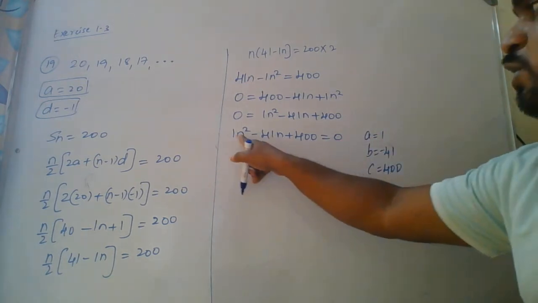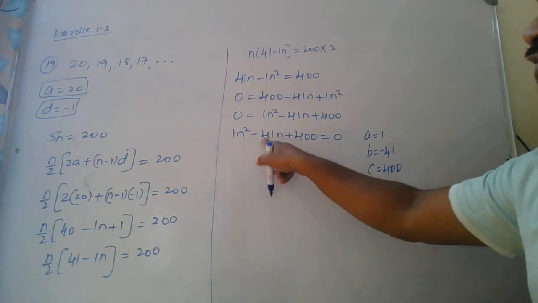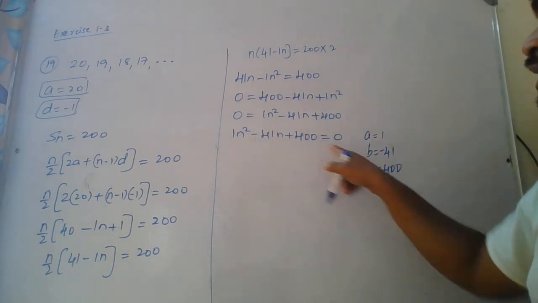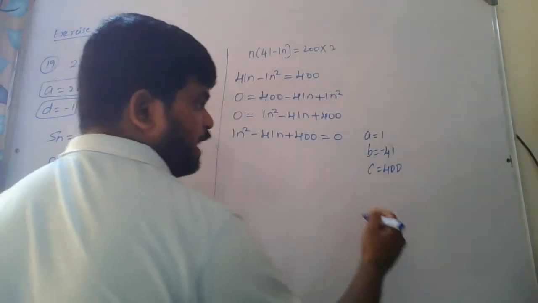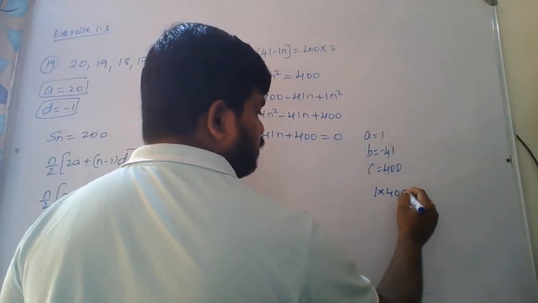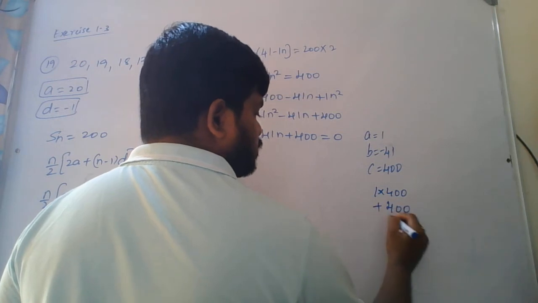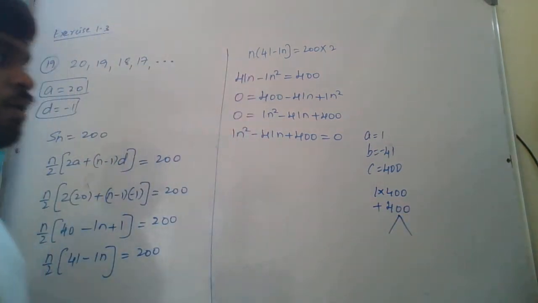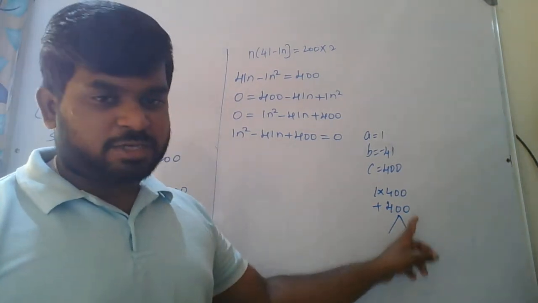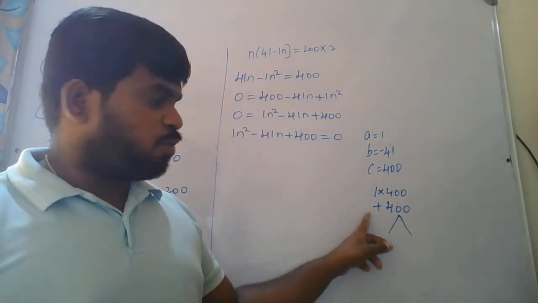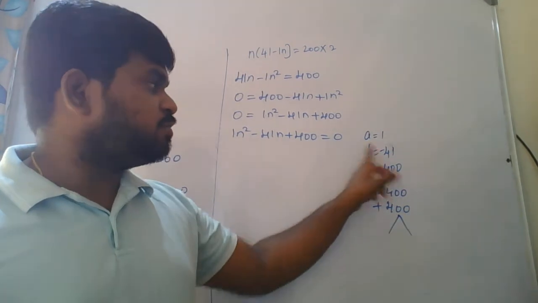A is the coefficient of n square, the coefficient of n with the sign is B, and C is the number without any variable. Next step is to multiply A and C. So 1 into 400 gives you 400, that is positive 400. Which means if I multiply, I should get 400. Since it is positive, if I add them, I should get this B value.